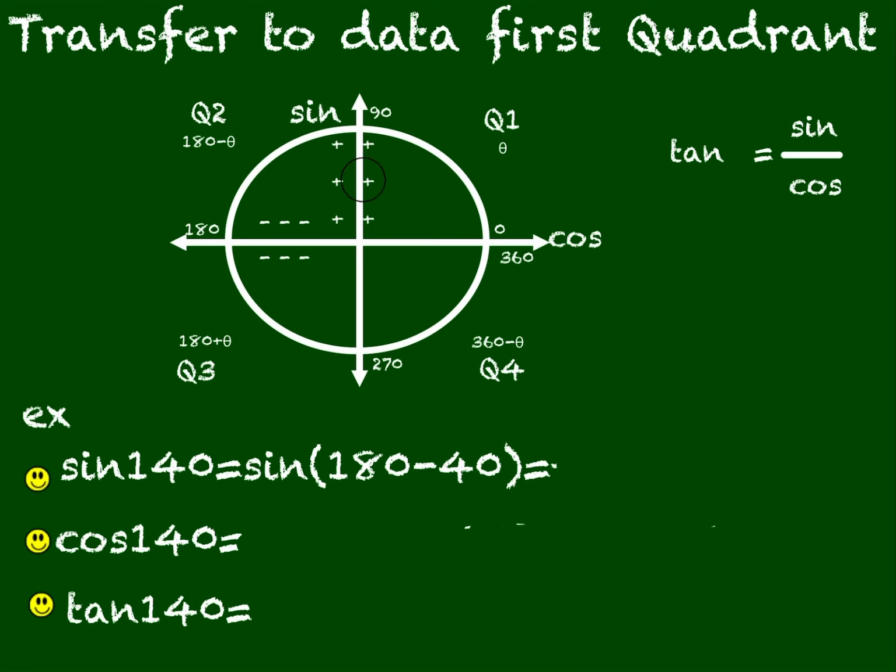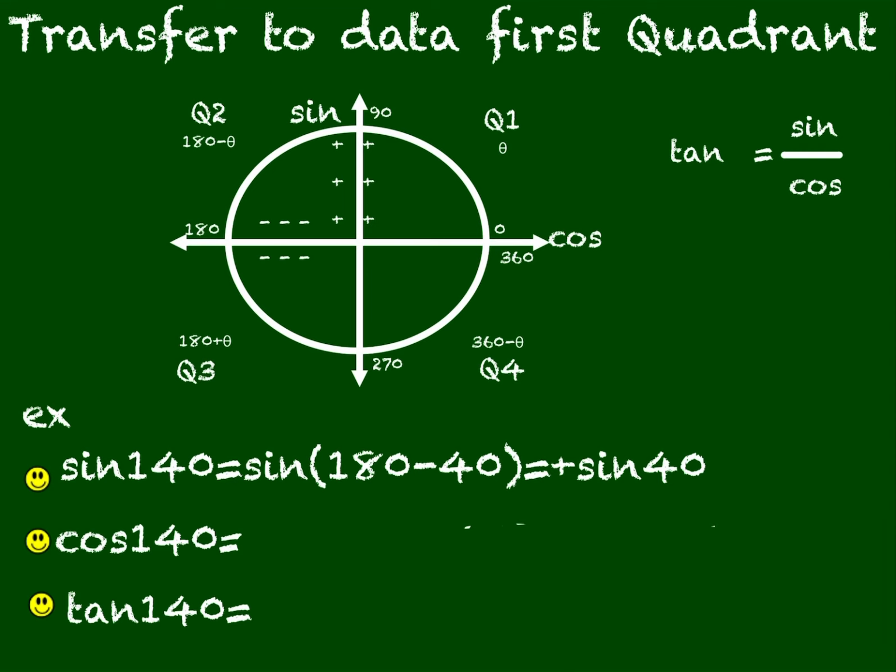So you need to check the axis, the y-axis. So it is the sine axis. In this interval, sine gets a positive value. So I put the positive here. The rest of it is just sine 40. In that way, what happened? I transferred the second quadrant angle to the first quadrant.